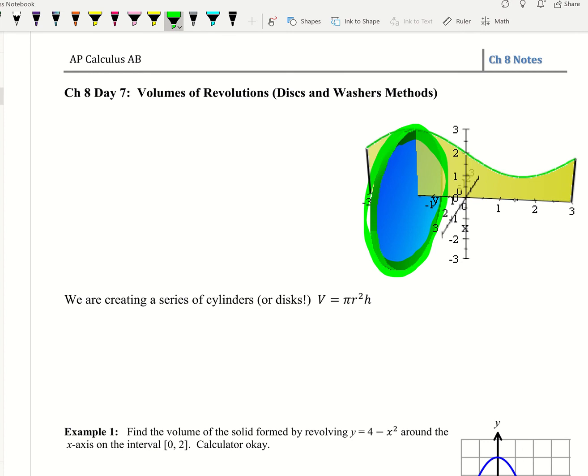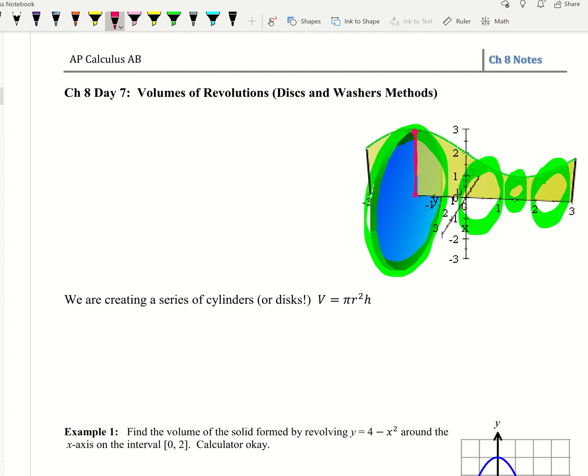Well, what happens is as you rotate things around, you're making a circular motion. And some of the circles are smaller than others. And then some of the circles are very, very large. It really depends on how far away the edge of a curve is from the axis of revolution.